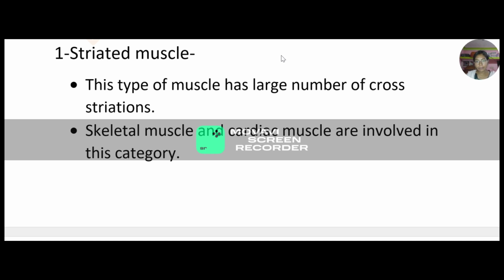From the name striated muscles, these muscles have a large number of cross striations. What are the striations? The dark and light band-like structures. The skeletal muscle and cardiac muscle are involved in this category. About skeletal muscle and cardiac muscle, we will discuss later in this video.